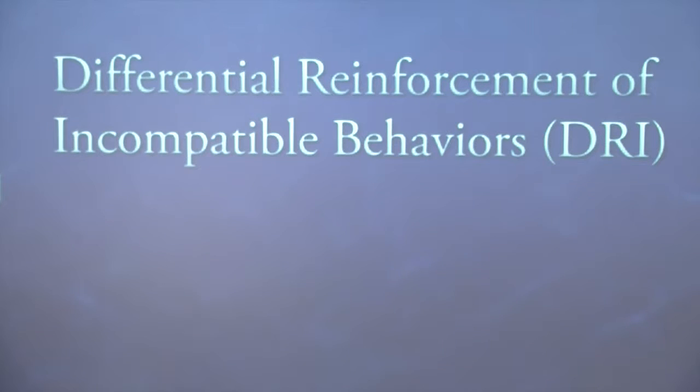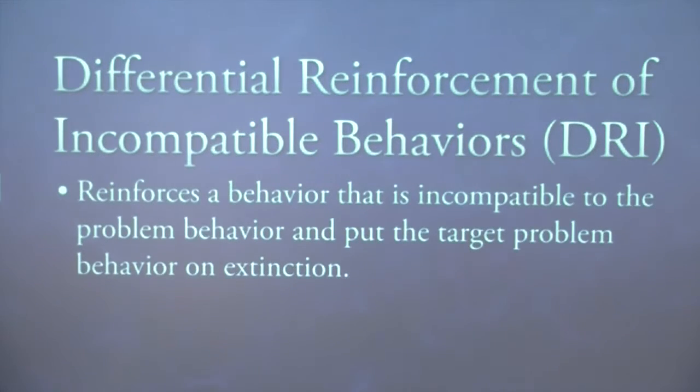Differential reinforcement of incompatible behavior is similar to DRA in that it teaches a behavior that is functionally equivalent to the problem behavior. The difference between DRA and DRI is that DRI reinforces a behavior that is incompatible to the problem behavior and puts the target behavior on extinction.